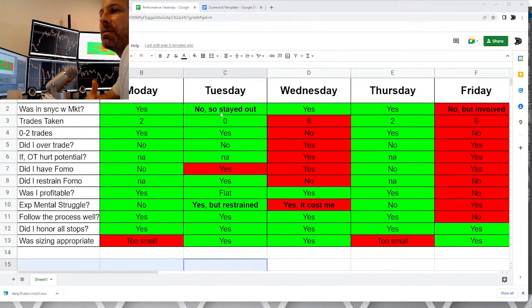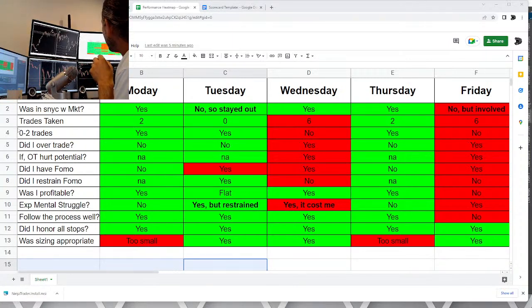I bought some and then added as it went up, scaled out appropriately, and then held a good amount of it to the end of the day to just let it ride, because my thesis was that it would just hold up and continue to push higher. But even though Wednesday was profitable, it wasn't a day where I was following the process well. So was I in sync with the market? Eventually, yes.